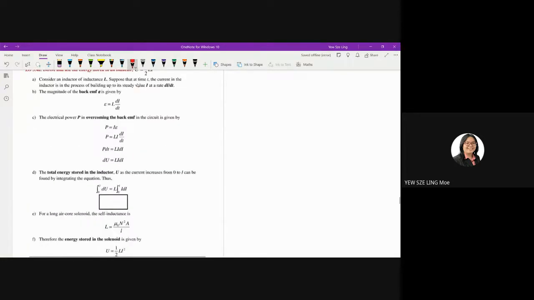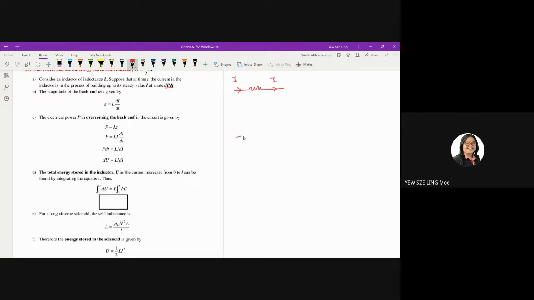Suppose that at time t, the current in the inductor is in the process of building up to its steady value at the rate of di over dt. Now, the reason why di over dt is, it keeps changing with time. It is unlike your resistor. What happens in a resistor? The moment you switch on the power supply, the current straight away flows through the resistor without any issue.